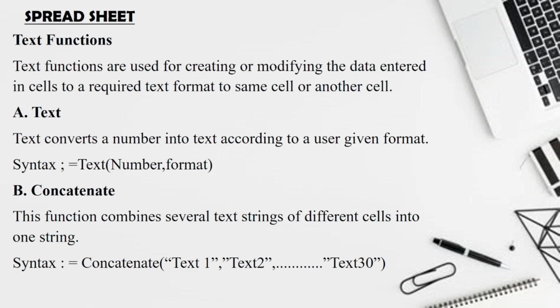Text functions include creating and modifying the data entered in the cells. TEXT converts a number into text according to a user given format. CONCATENATE, this function combines several text strings of different cells into one string.